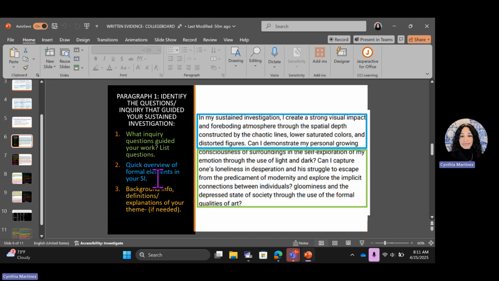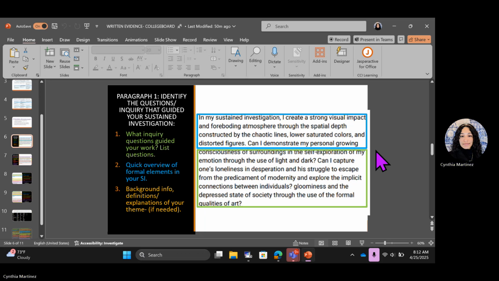Now, what do I mean by a quick overview of your formal elements? You are going to explain how your artistic choices affected the artwork. So here is an example, right? They wrote, in my sustained investigation, I created a strong visual impact and foreboding atmosphere through the spatial depth constructed by the chaotic lines, lower saturated colors, and distorted figures.